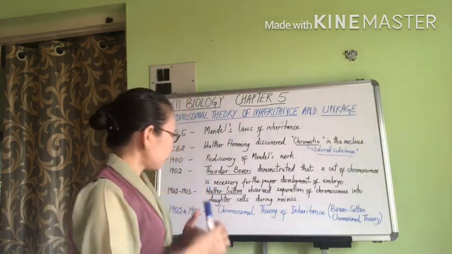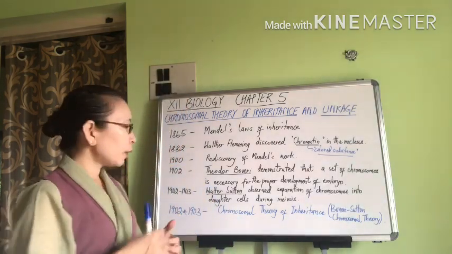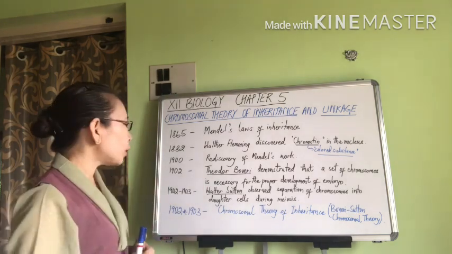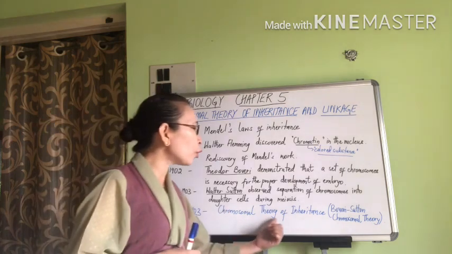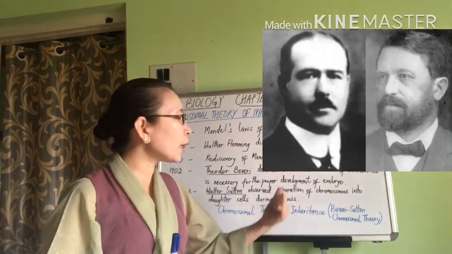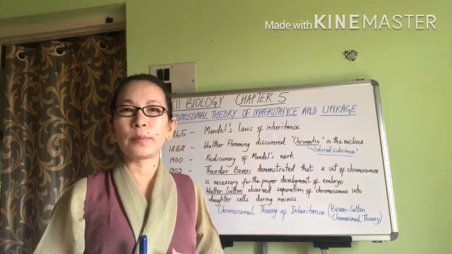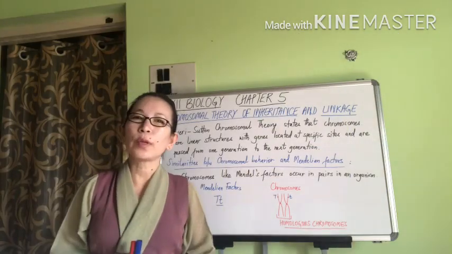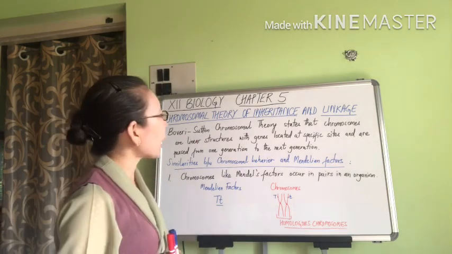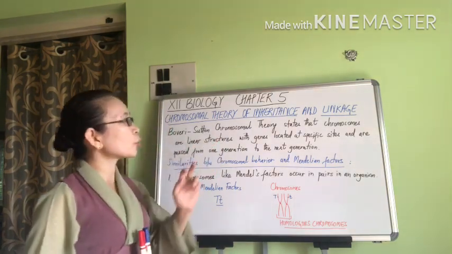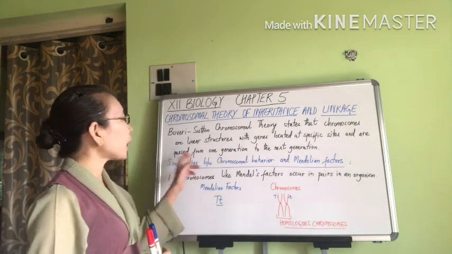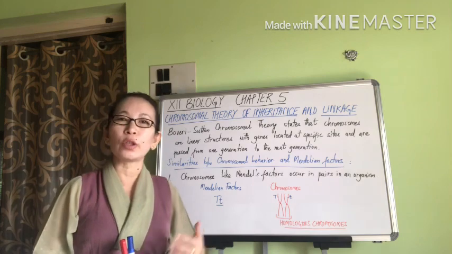Now, independently, the observations of Boveri and Sutton led to the development of the chromosomal theory of inheritance, which is also known as the Boveri-Sutton chromosomal theory. The chromosomal theory of inheritance is a fundamental unifying theory of genetics which states that chromosomes are linear structures with genes located at specific sites, and they are passed from one generation to the next generation.